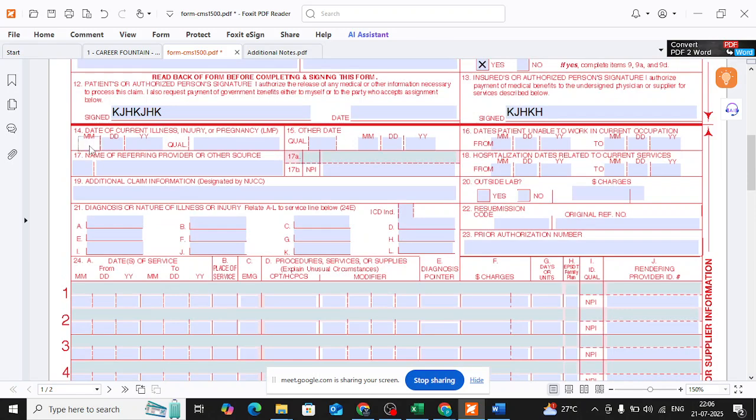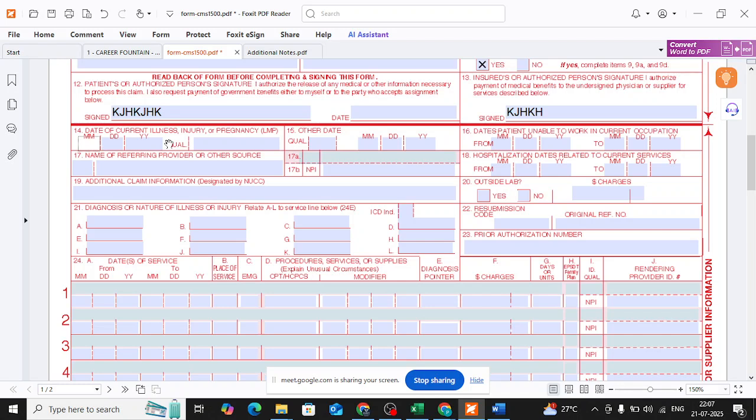Box number 14 is for the date of current illness or injury. That means from which date the patient got injured or ill. Many times, you can take your own example: if you are feeling sick, that same day we are not going to any doctor if it is not serious. We are not going to the specialist or the hospital. One or two days maybe, if it is not serious, we will wait, and later we'll go to our family doctor. We are not directly going to the hospital if it is not a serious thing.